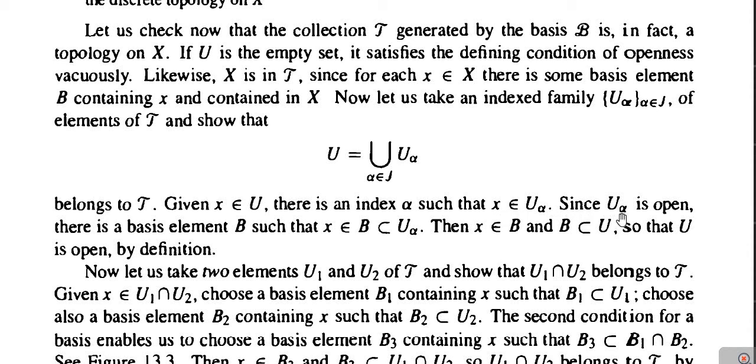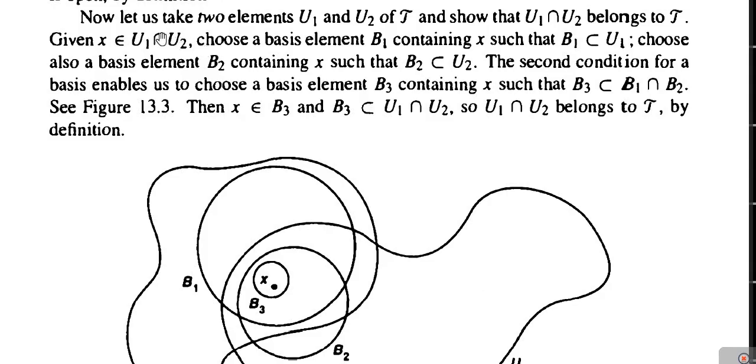Next, as each U alpha is open, therefore there is a basis element B such that x belongs to B and B is contained in U alpha. Then x belongs to B and B is contained in U. Therefore, U is open, and this means that the second condition holds. Now we'll check the third condition. In the third condition, we have to show that the intersection of a finite number of elements of tau is again a member of tau. So for that purpose, we'll consider two members of tau.